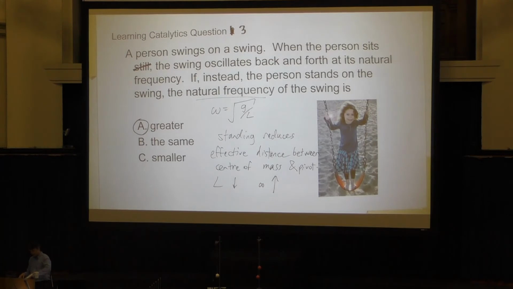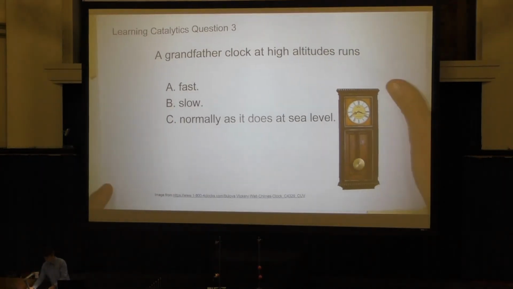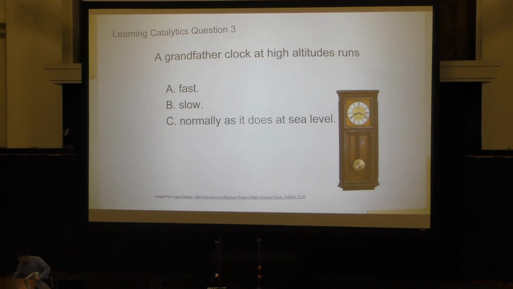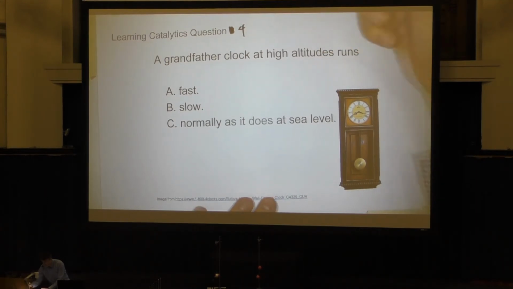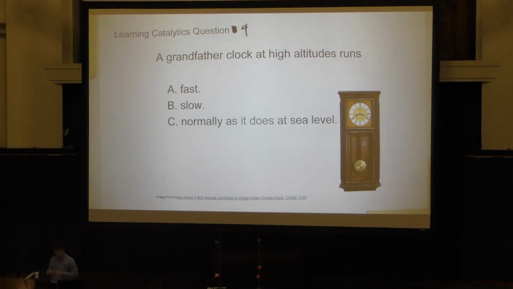I'll do another one. Okay, another weird one. This is the fourth one. Maybe this one, I hope, is not quite as difficult as a lot of the other ones. This is more a plug-into-an-equation one. A grandfather clock at high altitudes runs A, fast, B, slow, or C, the same as it does at sea level. Doesn't matter. You want to think about that?